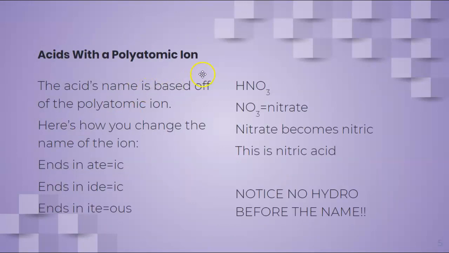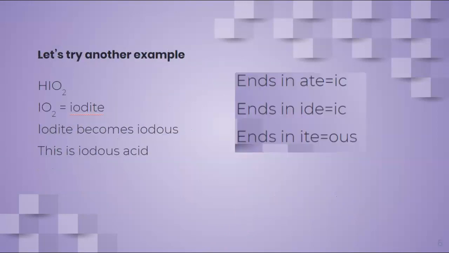Okay, so it's hydrogen with nitrate, so nitrate becomes nitric. So this is nitric acid. Let's do another one. Here we go.